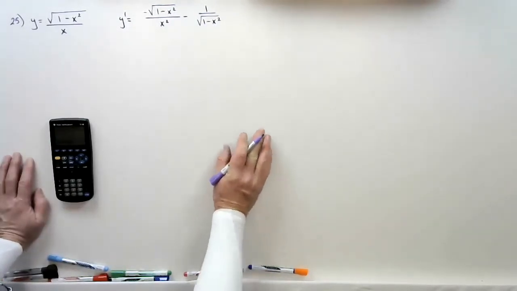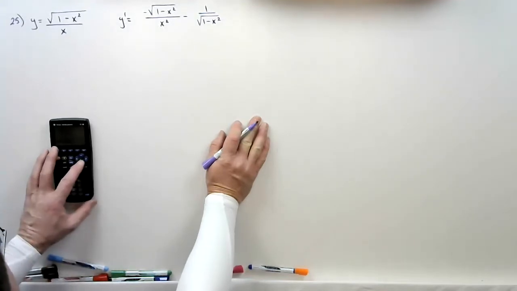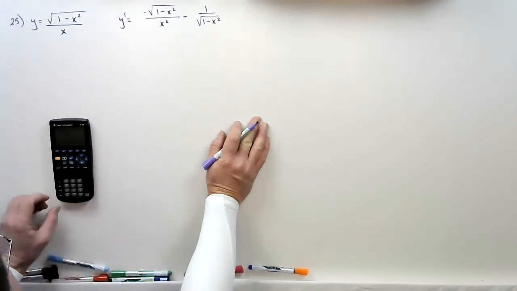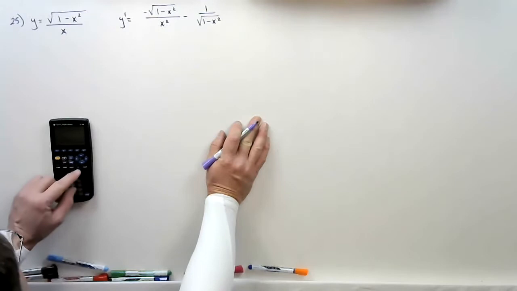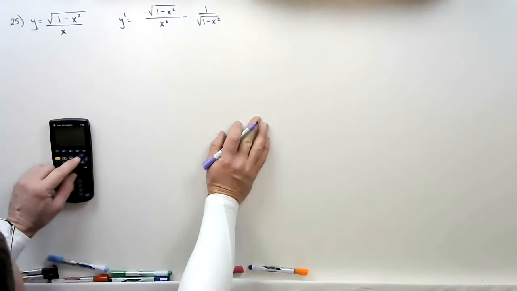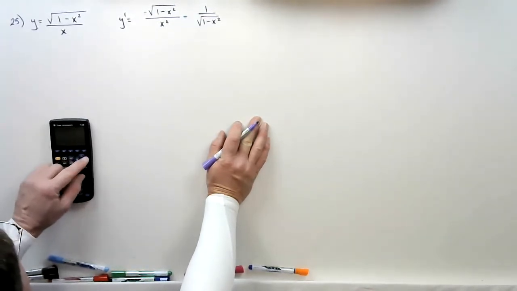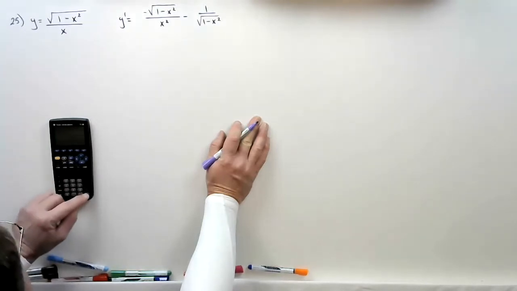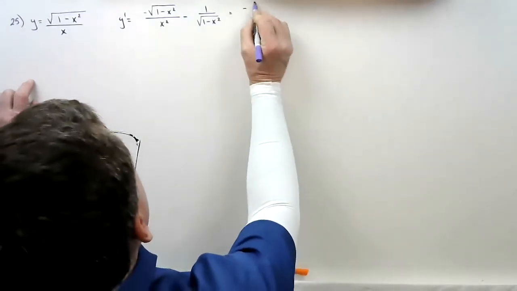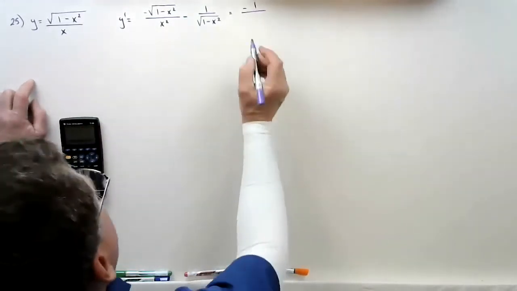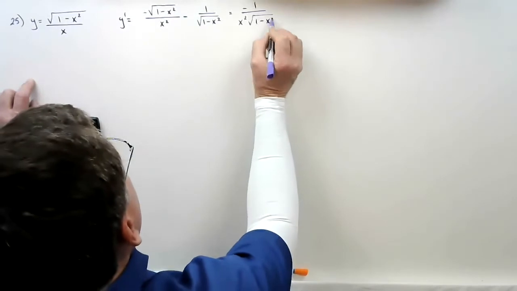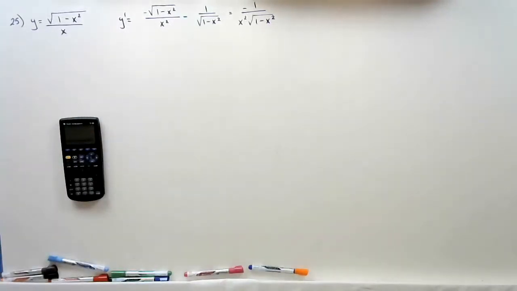Now I'm going to have to tell it I want a common denominator. So I'm going to have to press F3 and ask it to get a common denominator of this right here. And when I hit enter, I get minus 1 divided by x squared times the square root of 1 minus x squared. Okay, so that's what we get if we get a common denominator.